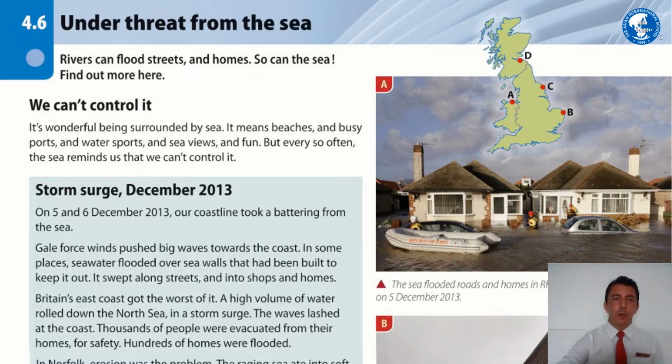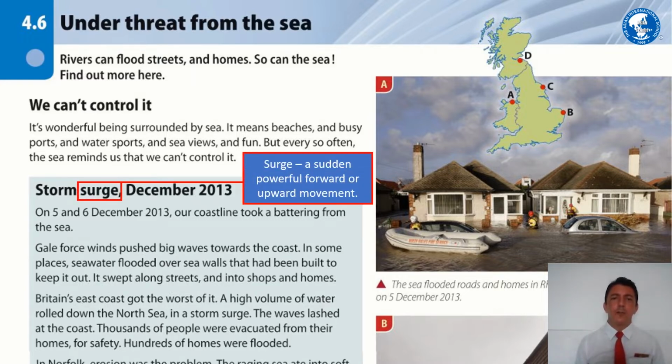So we're going to read about a storm surge that happened in December 2013. But first, what does the word surge mean? A surge is a sudden, powerful, forward or upward movement. So this movement we're talking about is of the seawater. So it's when the seawater gets pushed forward and upwards.